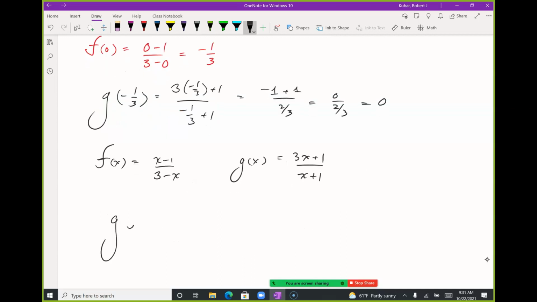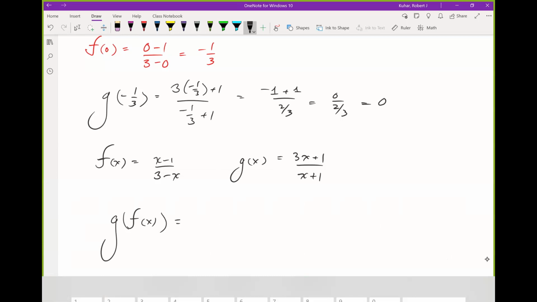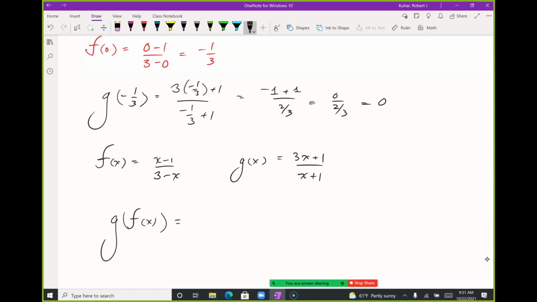Let's see what happens if we do g composed of f. So what am I writing first? What function am I writing as the exterior part? What's the outside function? g of x. Yeah, exactly. So 3 times x plus 1, all over x plus 1, right? And now inside of that, I'm putting in the function f, so I'm putting in my (x minus 1) over (3 minus x) in each of those inputs.